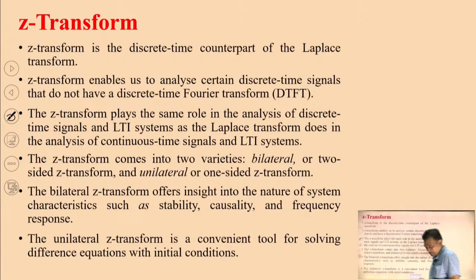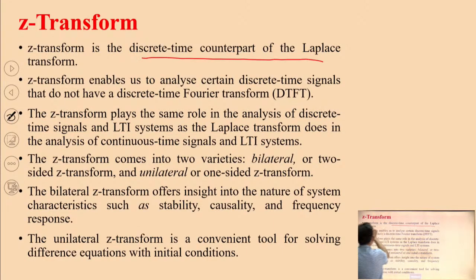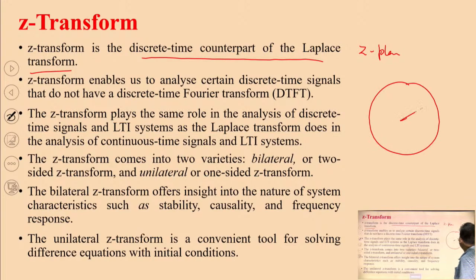Now come to the Z transform. Basically the Z transform is the discrete-time counterpart of the Laplace transform. Like you have seen CTFT, the extension of CTFT is the Laplace transform. You have seen DTFT, the extension of DTFT is the Z transform. So what is the issue with the DTFT? Again we are working on the Z plane, so first of all we should understand what the Z plane is. The Z plane is basically like a circle with radius r, and the angle it makes is omega.